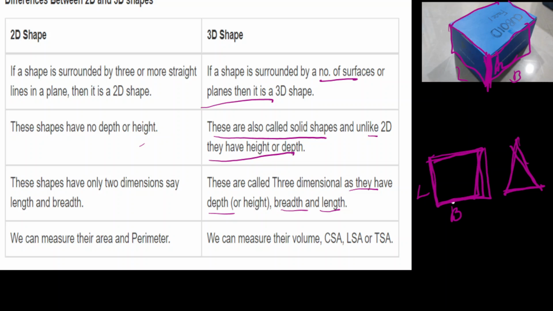We can measure their area and perimeter. Coming to the two-dimensional figures, we can measure only area and perimeter. And coming to the three-dimensional figures, we can measure their volume. CSA means curved surface area and LSA means lateral surface area and TSA means total surface area. This is called total surface area.